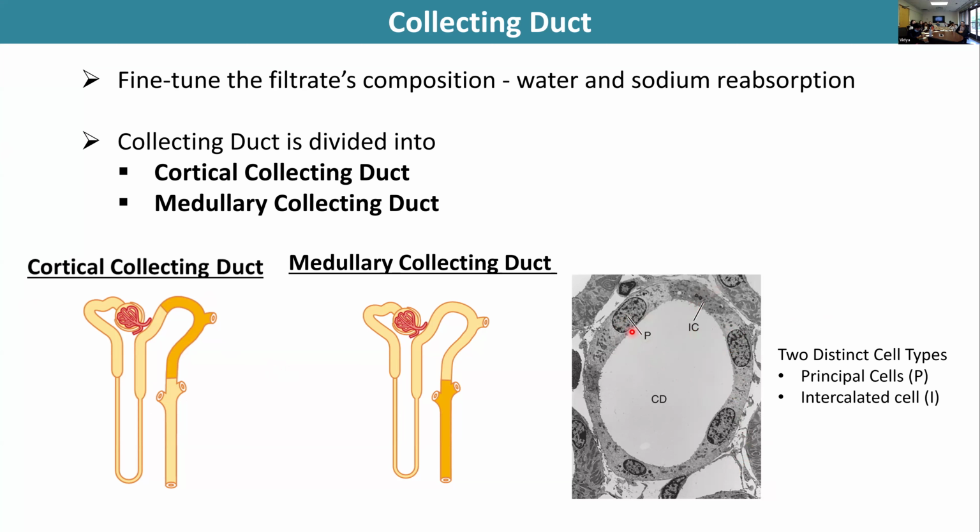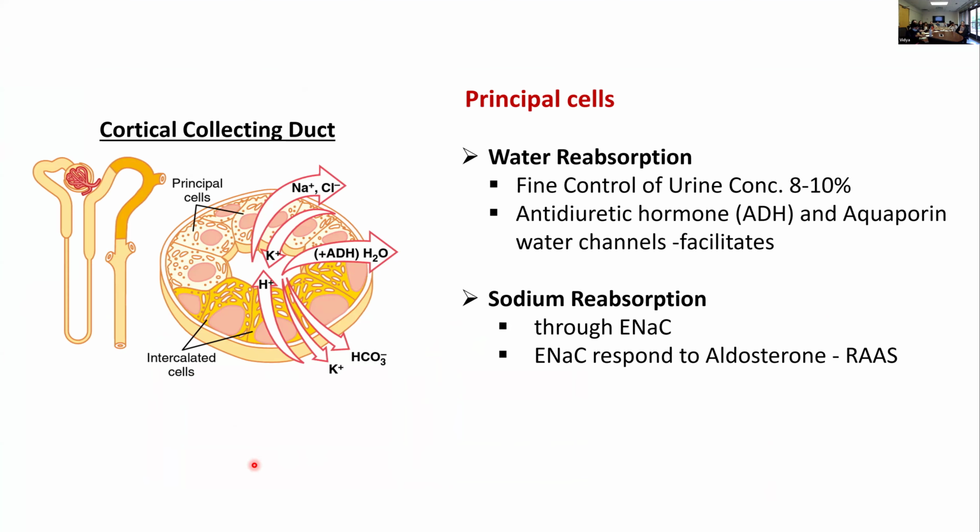And if you see these two cells, they look different, right? The intercalated cells are dark because they are more cytoplasm-enriched compared to the principal cells. And the principal cells, as I said, in the cortical collecting duct, there is some amount of water and sodium reabsorption. Around 8 to 10% of water is reabsorbed in the cortical collecting duct.